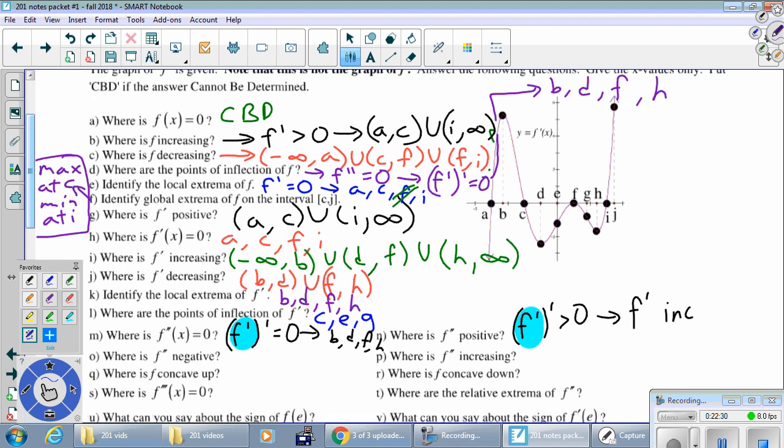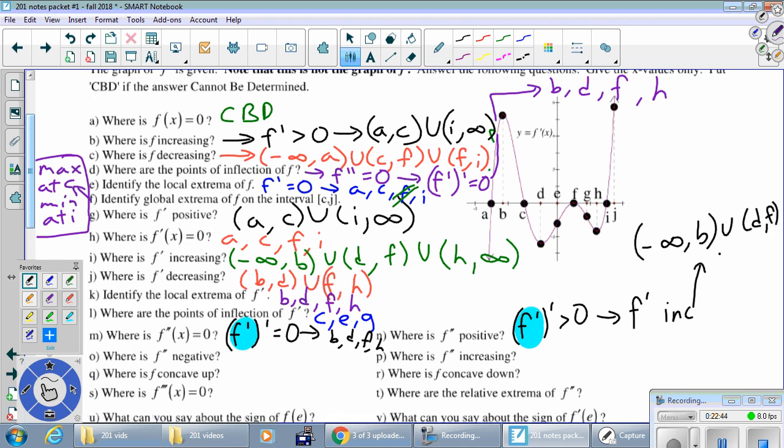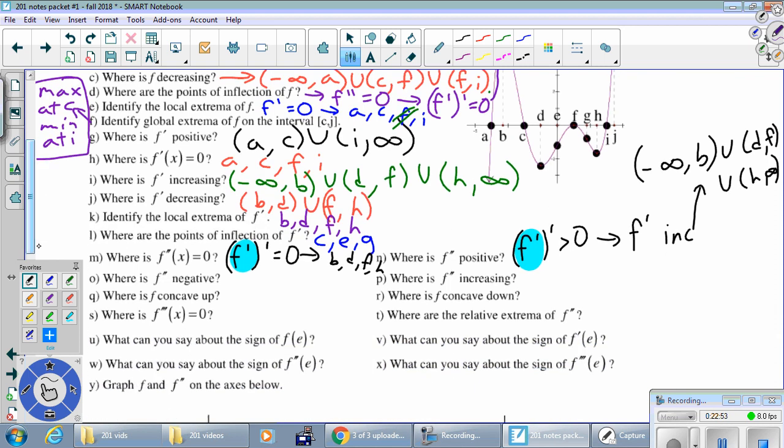Well, we've actually answered this question already. It's right here in I. So I'm just going to copy that answer. So we'll put it up here, negative infinity to B, D to F, and H to infinity. Got that right? Okay.